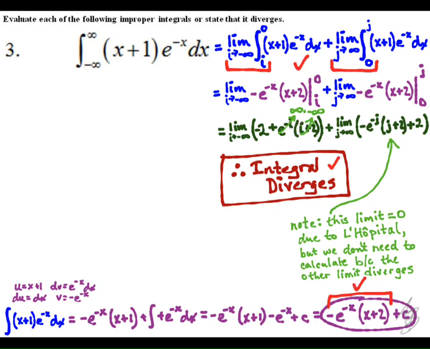So points in this problem were given for the final answer, saying that the integral diverges, for rewriting this as two separate limits and breaking up those two limits appropriately, and then also for evaluating the antiderivative of that integrand.